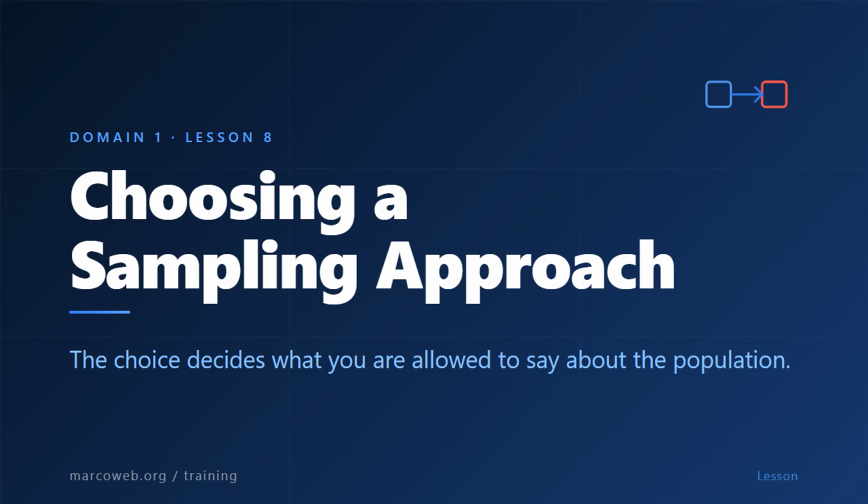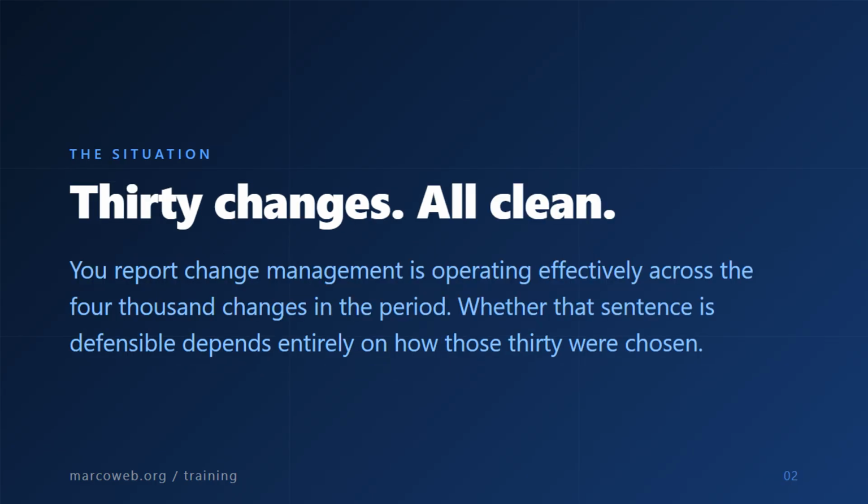Choosing a sampling approach. The approach you pick decides what you are allowed to say about the population when you are finished, and the exam cares about this more than almost any other part of sampling. Here is why it matters. You test 30 changes. All 30 had approvals. Your report says change management is operating effectively across the 4,000 changes in the period. Whether that sentence is defensible depends entirely on how those 30 were chosen.